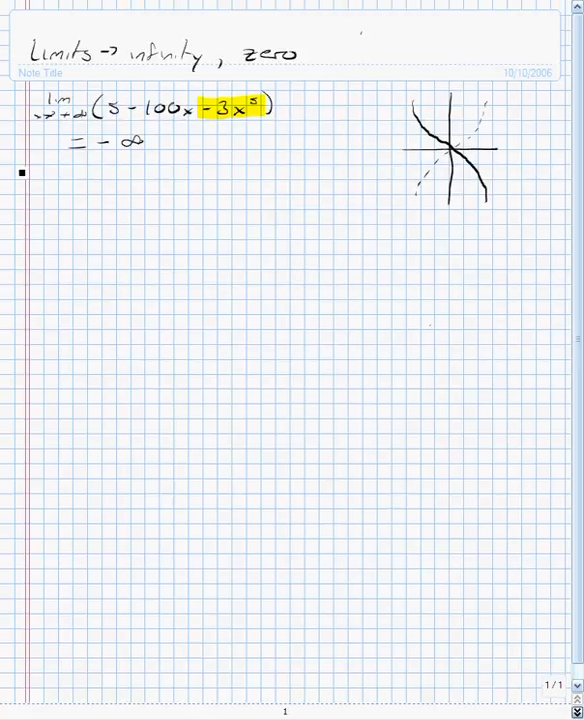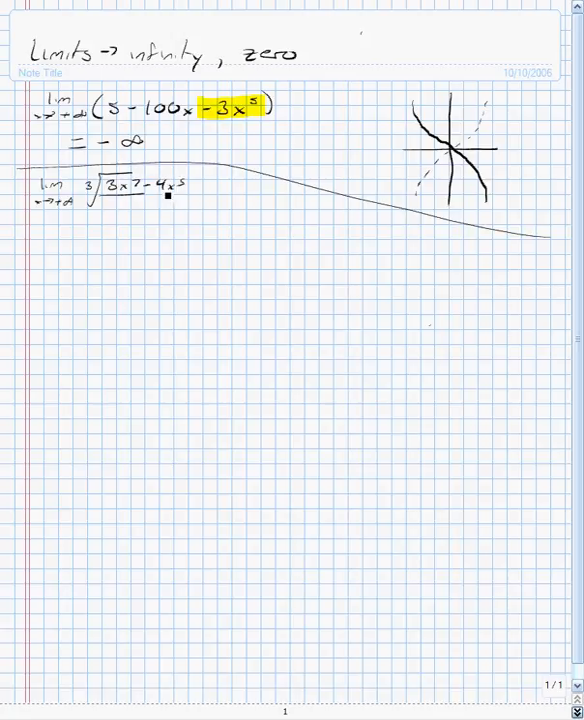The next example we're going to do is similar, maybe a little bit tougher, but we're going to go about it the same way. We're asked to find the limit as x approaches positive infinity of the third root of 3x to the seventh minus 4x to the fifth all over 2x to the sixth plus 1. Make sure that all gets inside that third root.